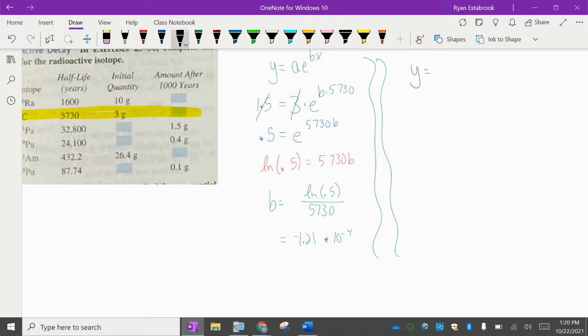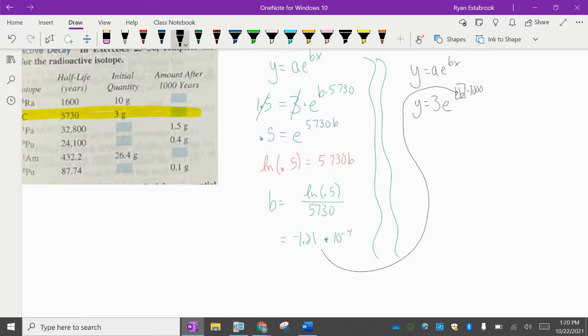So y equals AE to the BX. What is the A value here? 3, the initial amount. E to the B, that's in the calculator, times X. What is X going to be? That's the 1,000 years. For the first part, we plugged in 5,730 rather than 1,000 because we wanted a half-life. Half of this is left after that amount of time.